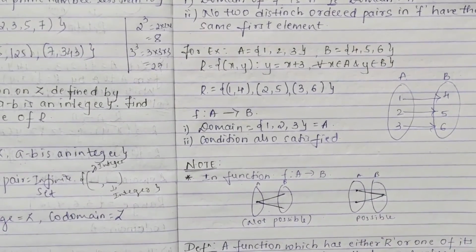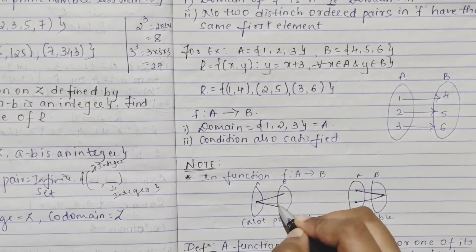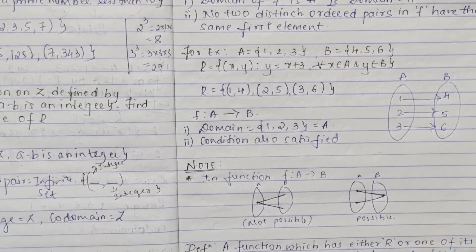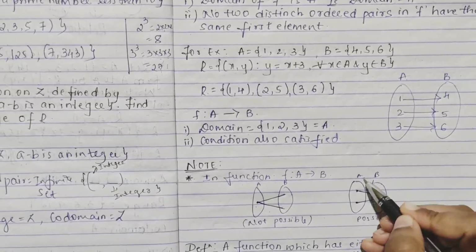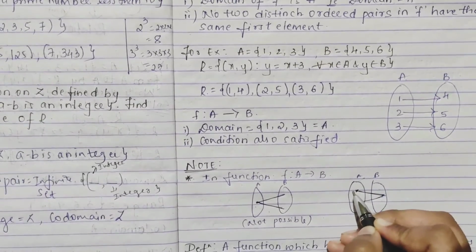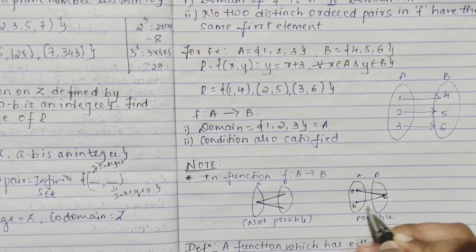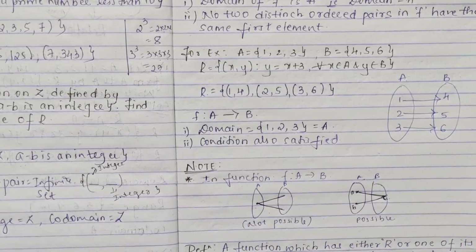Because see, in the definition they have said every element of A should have one and only one image. They have not said that every element of B should have only one preimage. Okay, go with the definition properly. They have said only every element of A should have only one image. So suppose here A has image C, and here B also has C. Okay, this is possible, but the other is not possible, so take it down in a note.